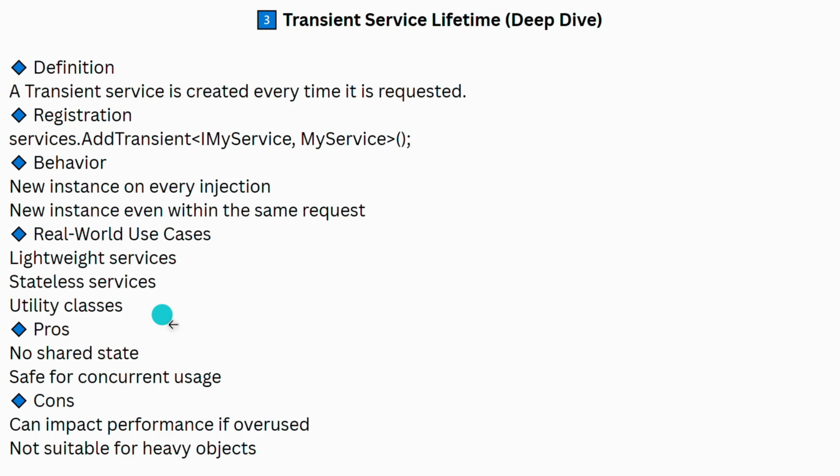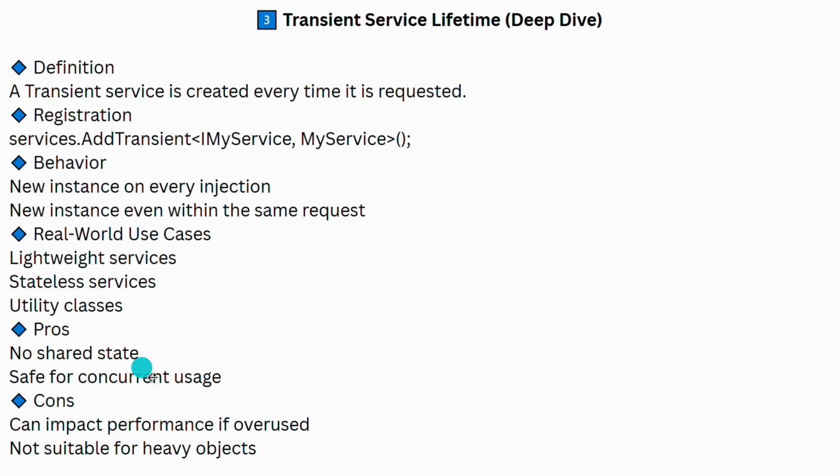Second is a stateless service. Yes, because every time you create objects, any two injected services are not dependent on each other. Every time you request a service, you create a new object, so it is a stateless service. Third, utility classes. Utility classes are classes that perform basic functionalities and are called by other classes. You use transient services in that scenario.